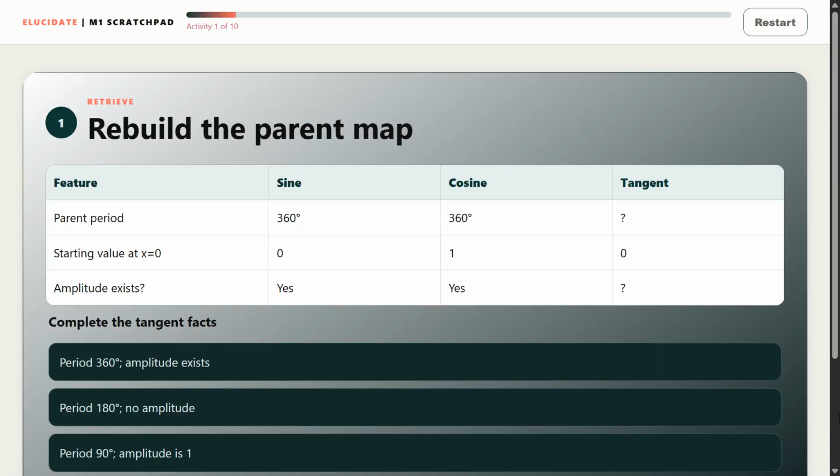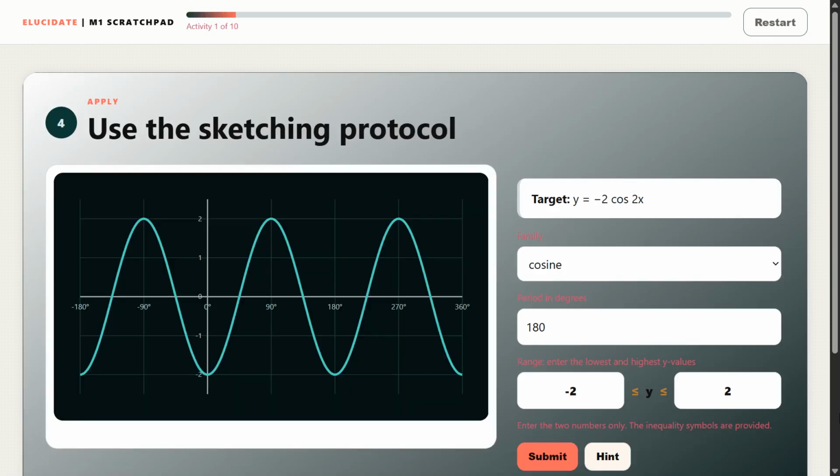In the scratch pad, we are reading all the transformations from one equation. The question asks, for y equals -2 cos 2x, find the family, the period and the range. The answer is, cosine, 180 degrees, range -2 to 2.